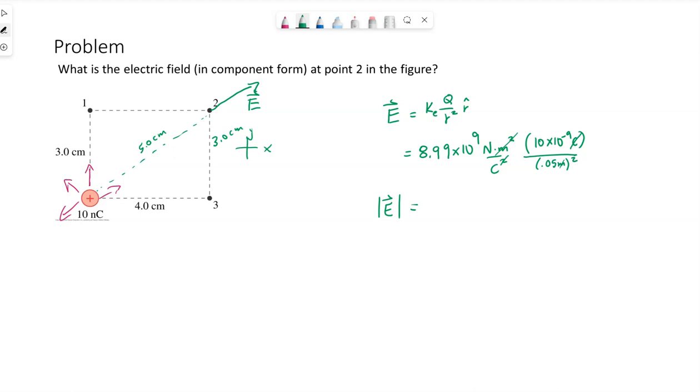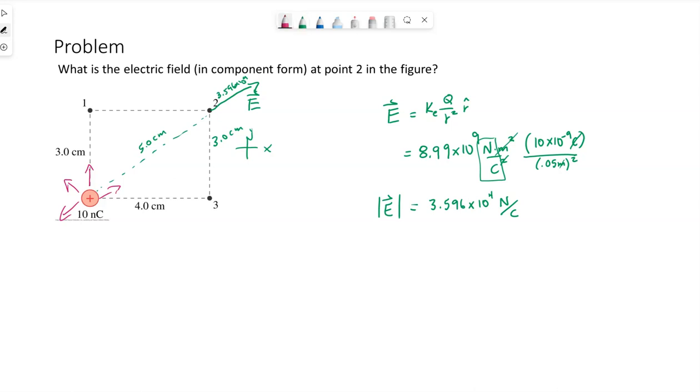All right. 3.596. Again, I'm taking it out of the decimal places because I'm not at my final answer. The units, since we canceled both meters squared but only one of the coulombs, the units here for electric field are newtons per coulomb. Okay, so we have the magnitude that represents the length of this vector: 3.596 times 10 to the 4 newtons per coulomb.